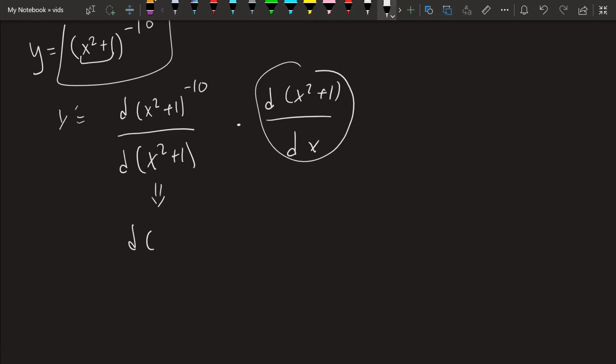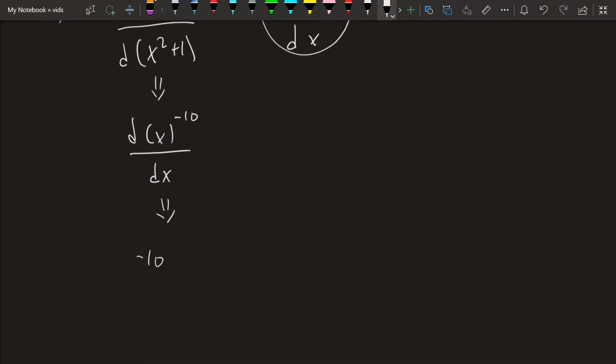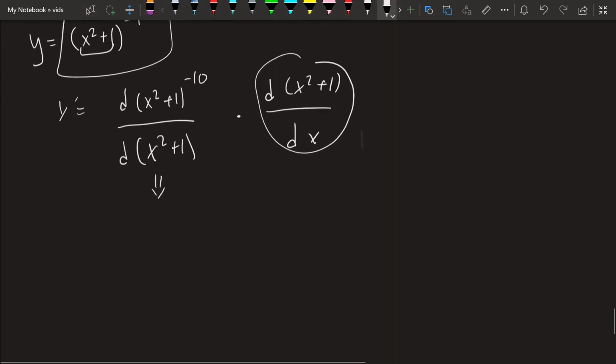This looks familiar, doesn't it? It's like saying d of x to the power of minus 10 over dx. Let me write x properly. So how do we solve this? We just say minus 10 x to the power of minus 11. This is the normal power rule: x to the power of n, its derivative is n multiplied by x to the power of n minus 1. This is exactly the case. What we're going to do here is bring out the negative 10, and we're going to say we have x squared plus 1.